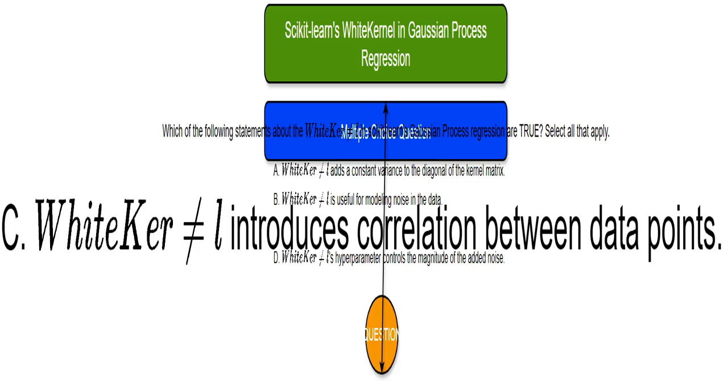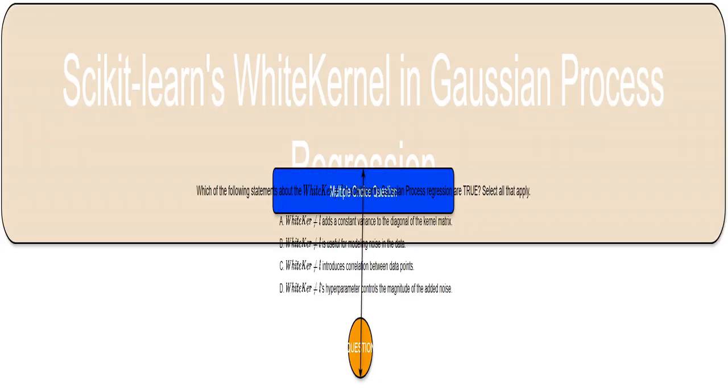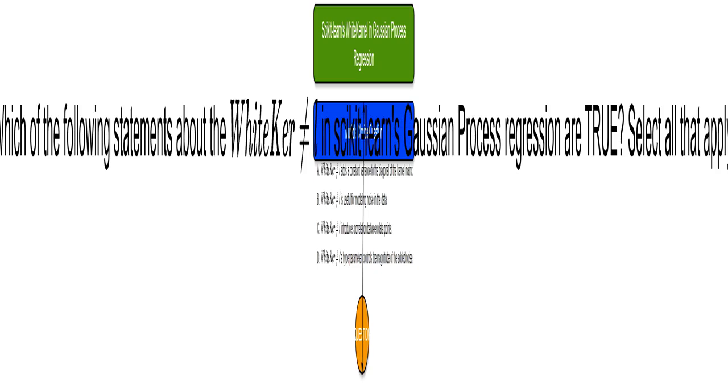This is the overall question about the WhiteKernel in scikit-learn's Gaussian process regression. I'm going to explain what a WhiteKernel does and help you choose the correct answers from the multiple choice options that follow. This line introduces the topic. We're dealing with a multiple choice question about the WhiteKernel, a component of Gaussian process regression within the scikit-learn machine learning library. Let's dive in. This is the core question.